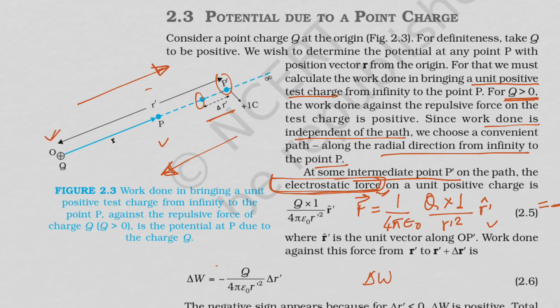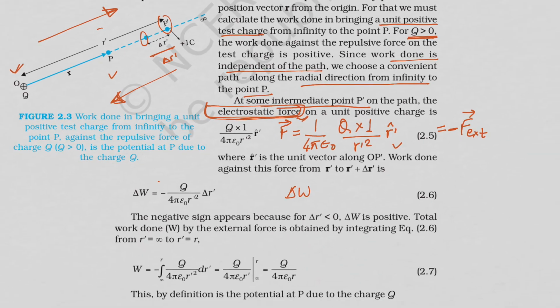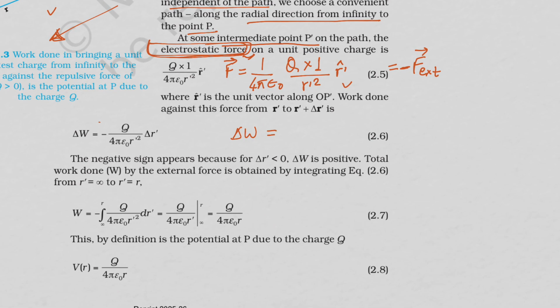So what is the displacement or distance covered? That is delta R dash. So the work done for this distance is actually force multiplied by the quantity delta R dash. What you can see here, force is Q upon 4 pi epsilon naught R dash square, but it is a negative force here because the force is in opposite direction. That's why this negative sign comes, and then we multiply it by delta R dash.